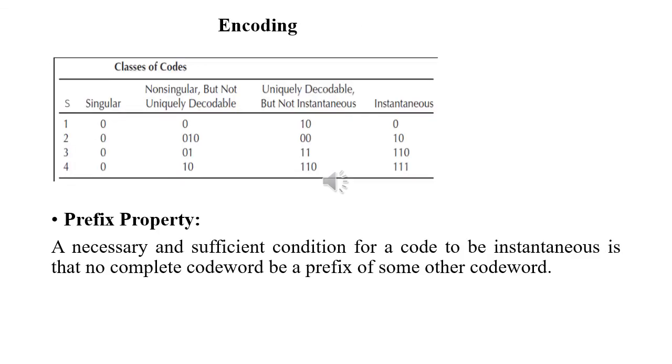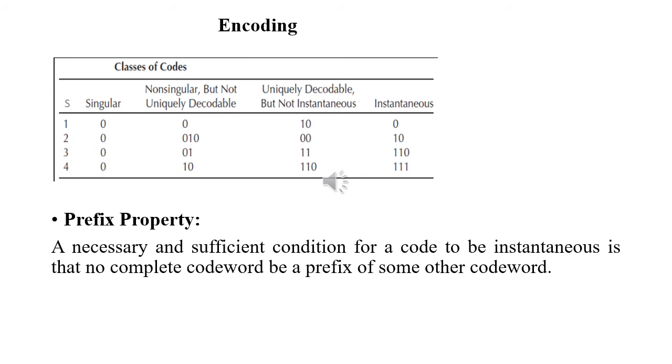Examples of different classes of codes are given here. First one is singular. You can see that the code words are not distinct. The second one is non-singular, but it is not uniquely decodable. Here the code words are different, but 0 is the first bit of 3 code words. Third one is uniquely decodable, but not instantaneous. Here for decoding, we have to wait for the successive code word to arrive. And the last one is instantaneous because instantaneous decoding is possible.